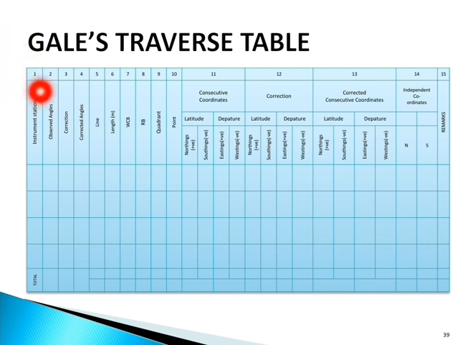Here number 1 is given at the top corner of the table. In this column we have to write the names of traverse station, and it will be capital letters like A, B or C. We also note down here the instrument station.